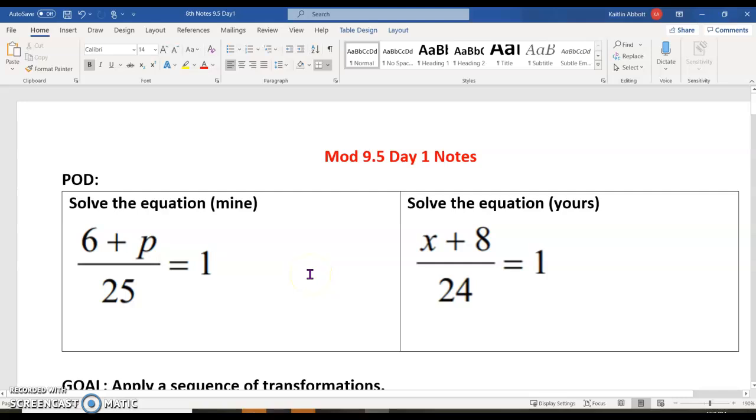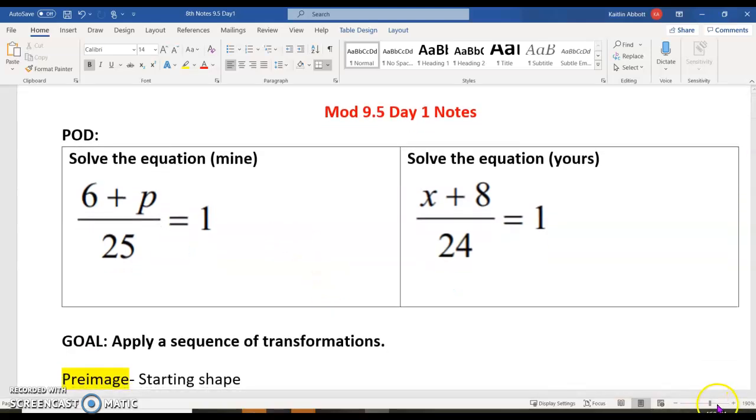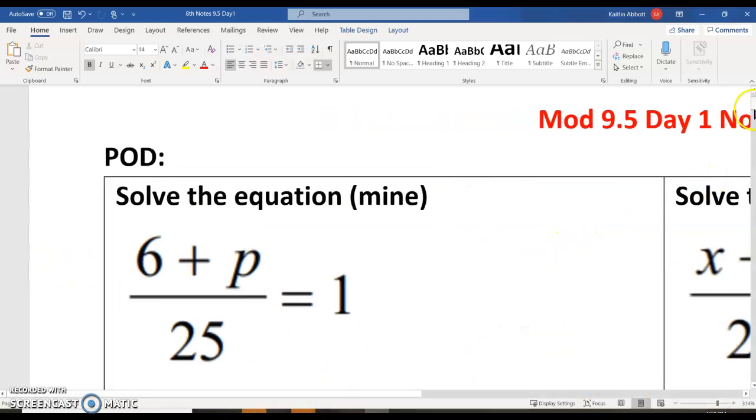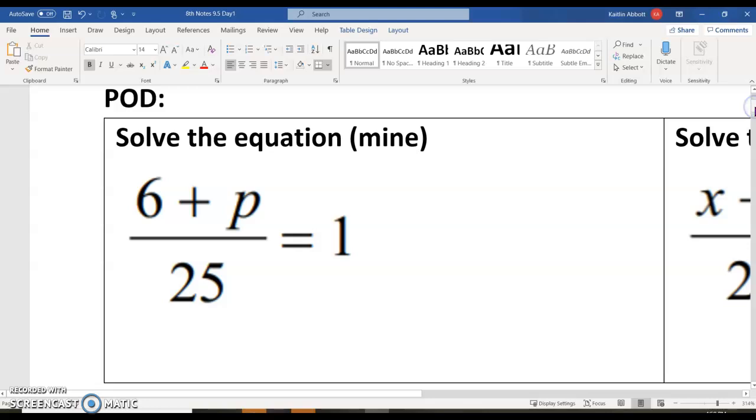Alrighty, here is 9.5 day 1. Here is your problem of the day. Now, this looks a little scary, but it's just like what we did last week. You see a fraction, we got to get rid of the fraction. A fraction just means division.